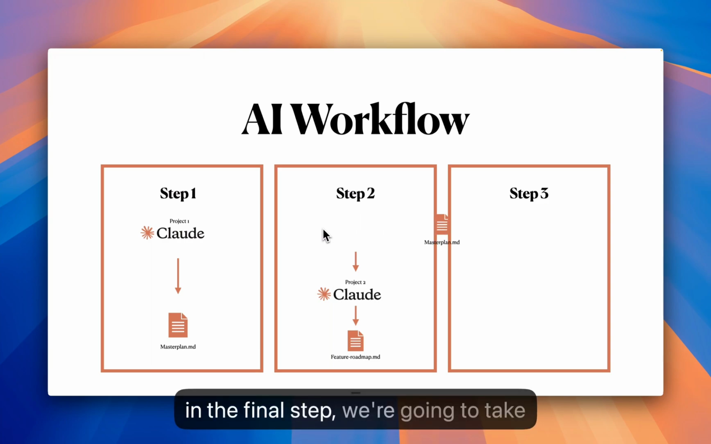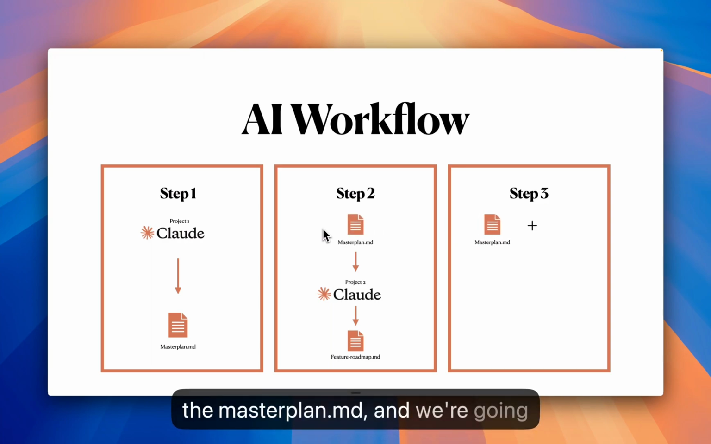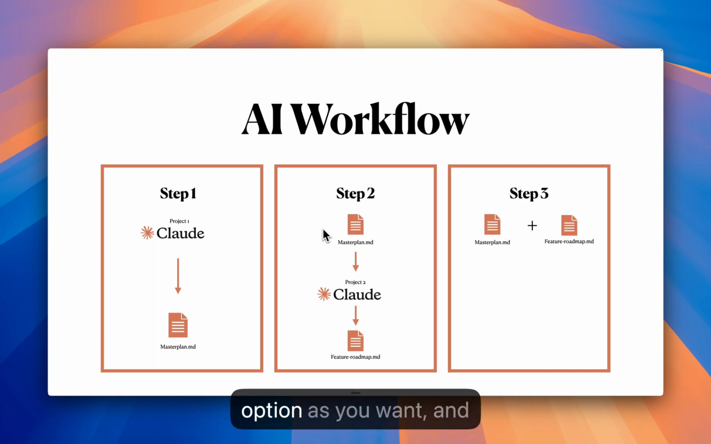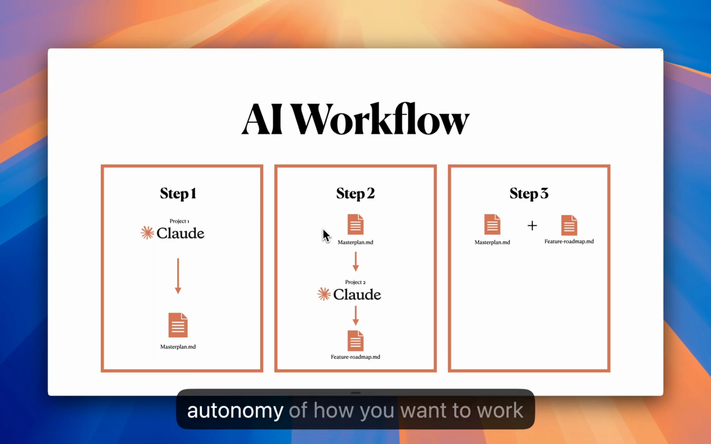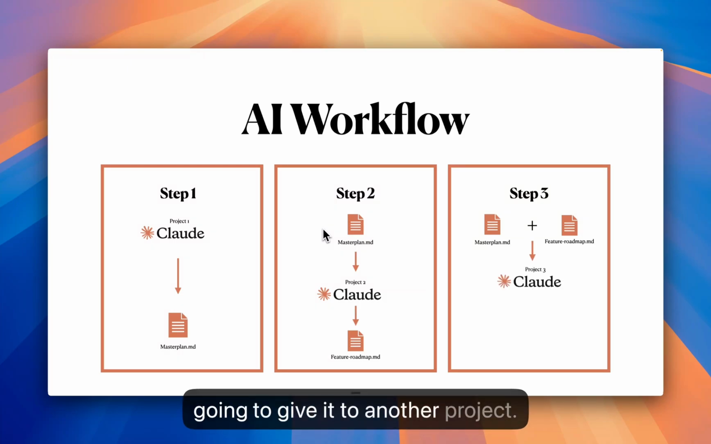Now, in the final step, we're going to take the masterplan.md and we're going to take the feature roadmap.md, and this is where you will have as much option as you want and as much, I guess, autonomy of how you want to work with this workflow. We're going to take the feature map and the masterplan.md, and then we're going to give it to another project.